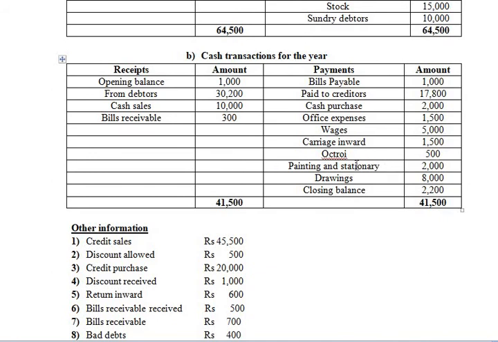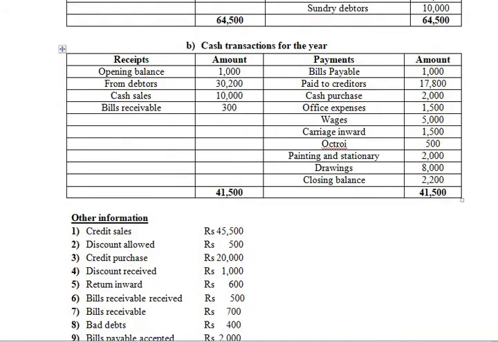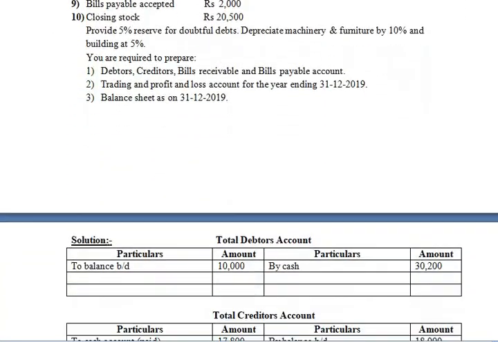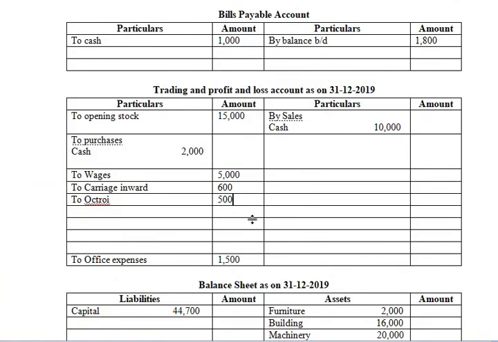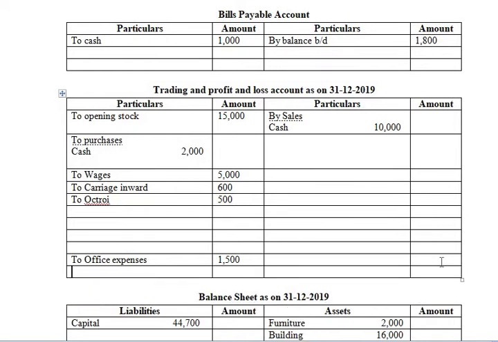Okay, next, after octroi, printing and stationery. Printing and stationery, 2000 rupees goes to profit and loss account. Okay, so let's go to profit and loss account here. After that comes to the debit side of profit and loss account. So to printing and stationery, and what is the amount? 2000 rupees.